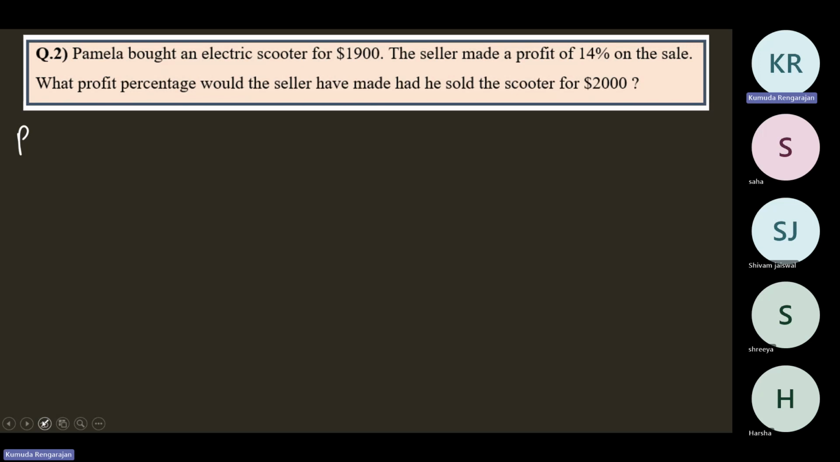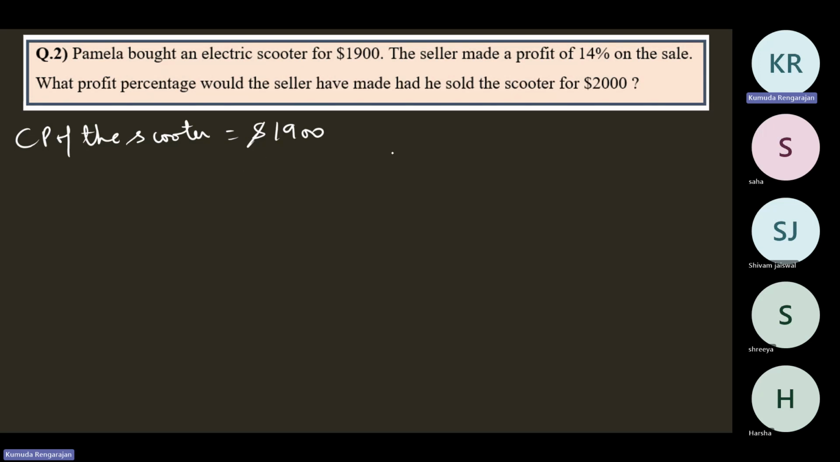So Pamela's cost price is $1,900. CP of the scooter is equal to 1,900. So this is the selling price for the seller, there's a CP for Pamela. That means there's the selling price for the seller, right? Yes, ma'am. Because the profit percentage is given on the seller's part. The seller made a profit of 14%, but this is the cost price of the scooter for Pamela.